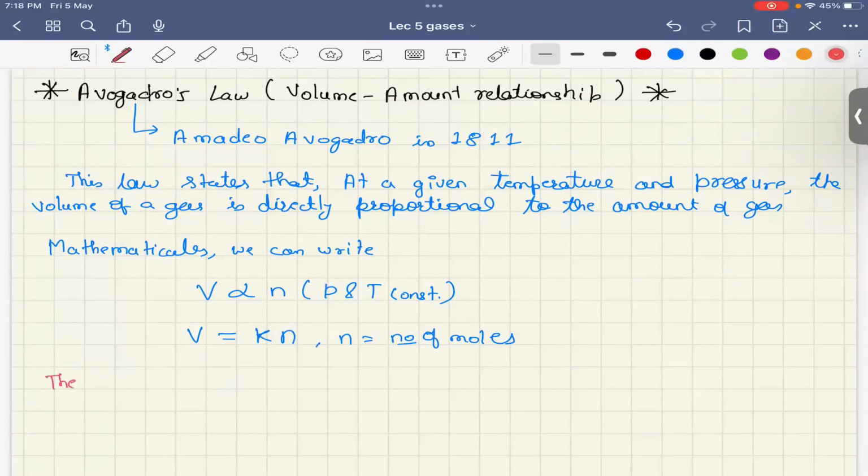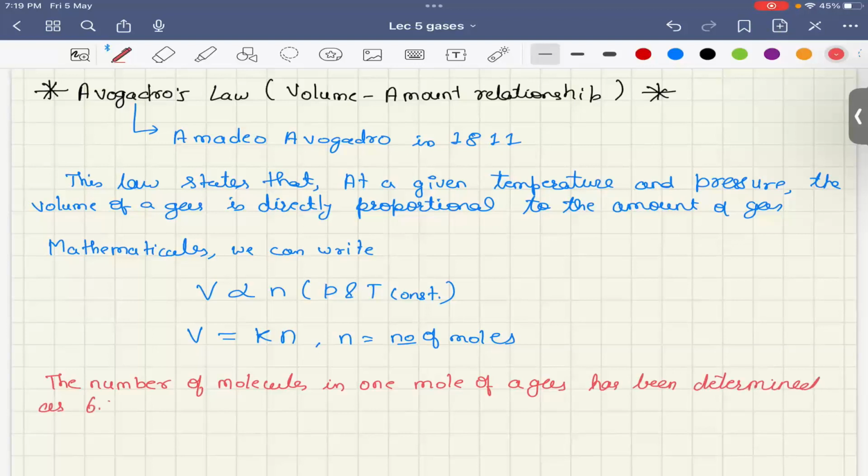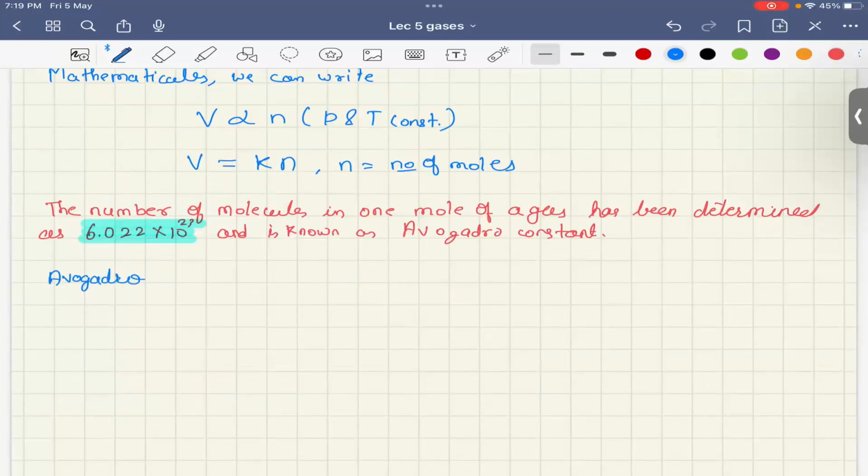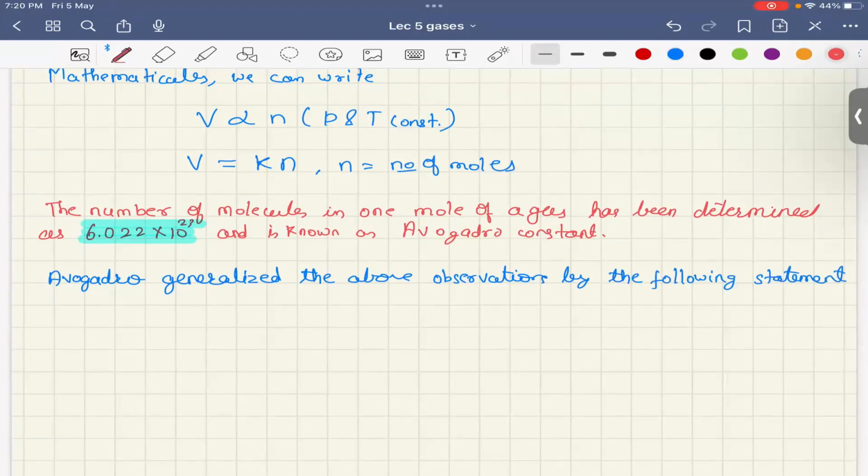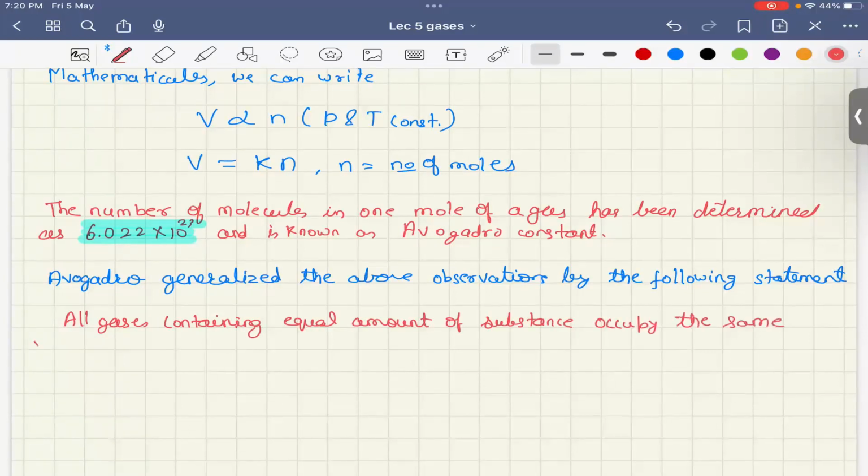So the number of molecules in 1 mole of gas has been determined as 6.022 into 10 raised to power 23. So this is very important. It is known as Avogadro constant. Avogadro generalized the above observation by the following statement, right? And the statement which he gave is: all gases containing equal amount of substance occupy the same volume at the same temperature and pressure.